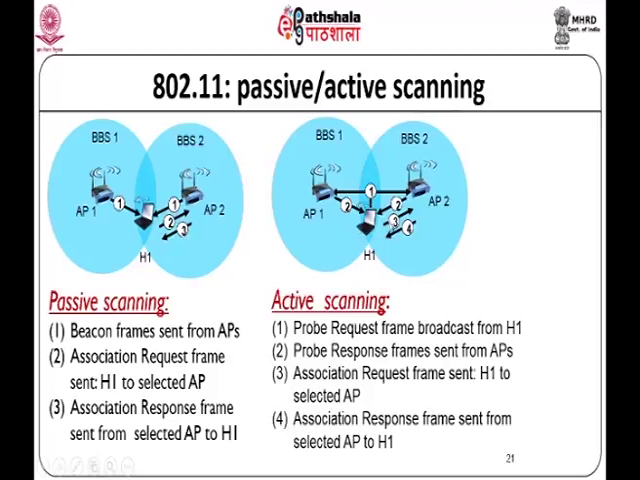Now out of these two, it selects one access point that it wants to connect to, maybe based on signal strength or whatever reason, and it sends an association request frame to that particular AP. That AP will send back an association response frame and the association gets completed. So these are the two modes, passive mode and active mode, for getting connected to the network.